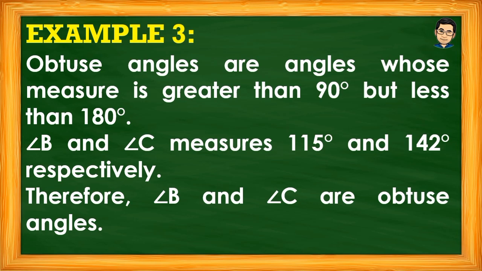So, tama ba yung conclusion? Of course. It's because yung 115 degrees and 142 degrees, pasok po yan sa definition ng obtuse angle na greater than 90 degrees but less than 180 degrees. Mataas po ang 115 and 142 sa 90, at mas mababa naman po sa 180 degrees.